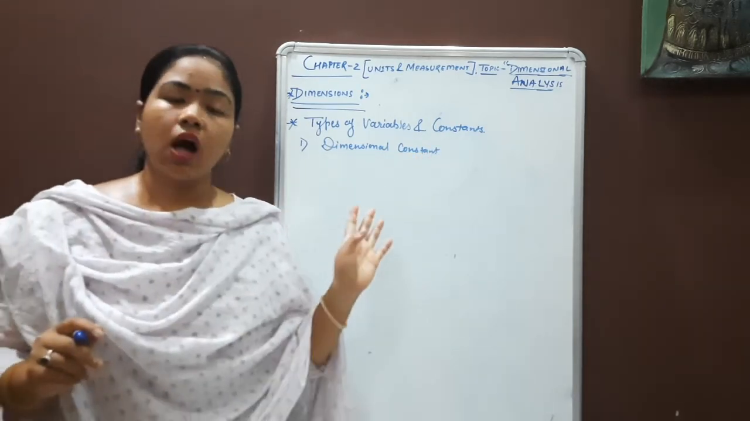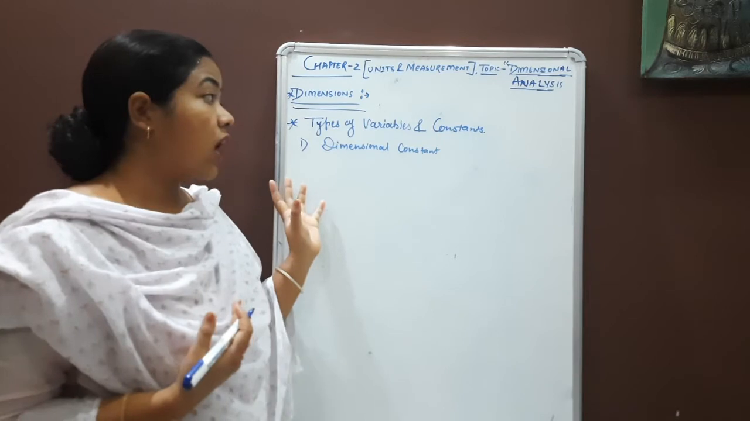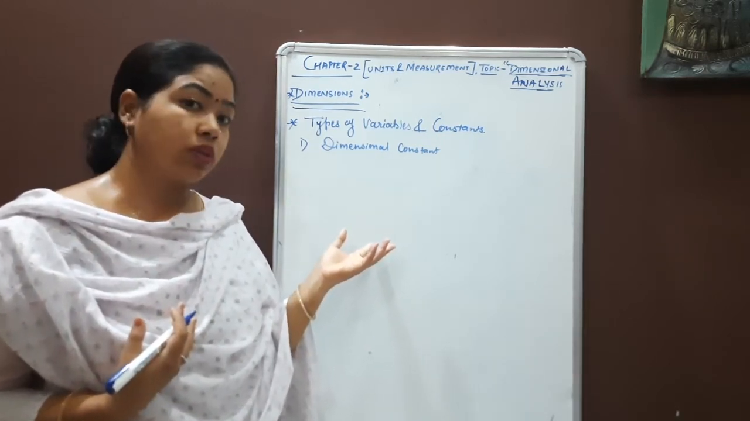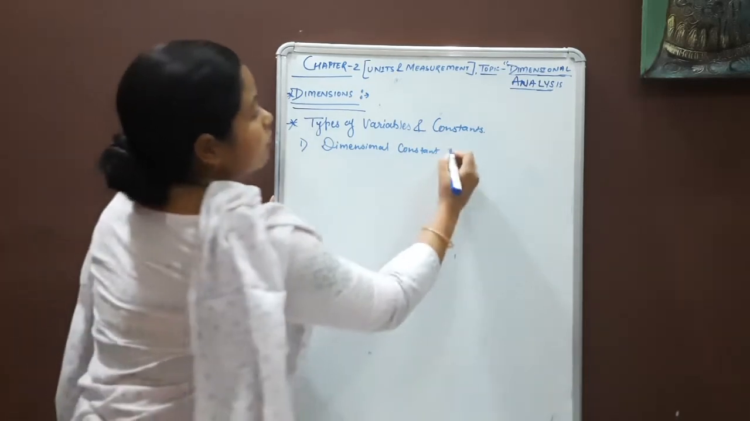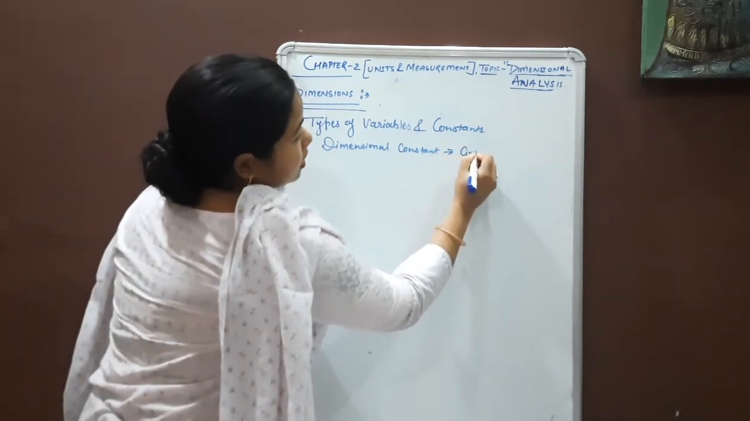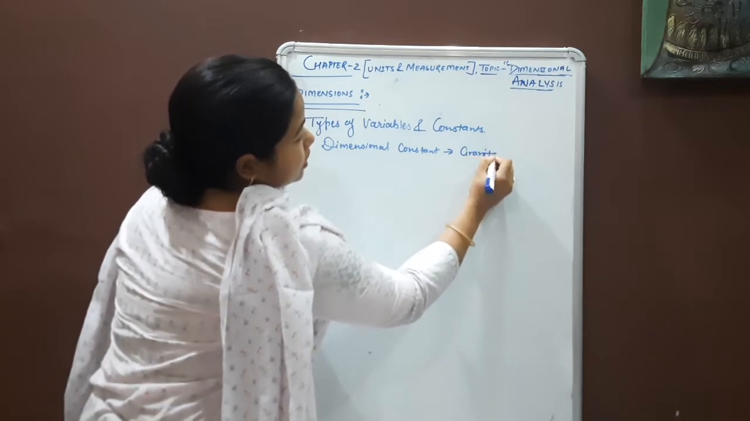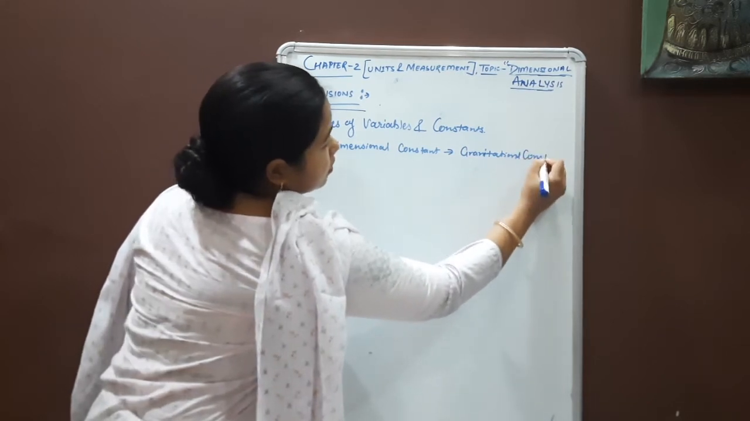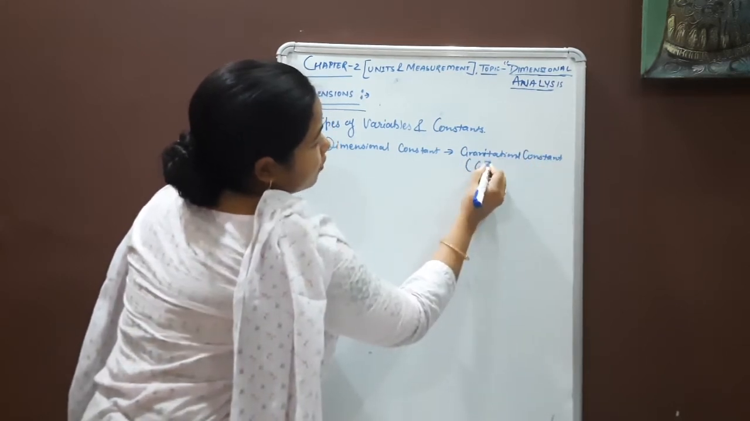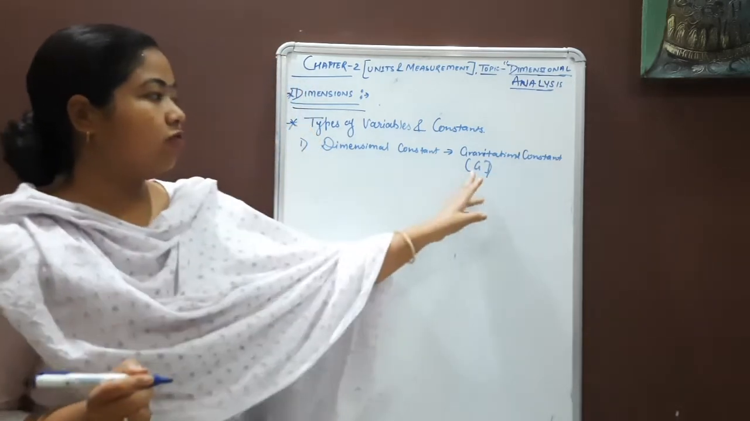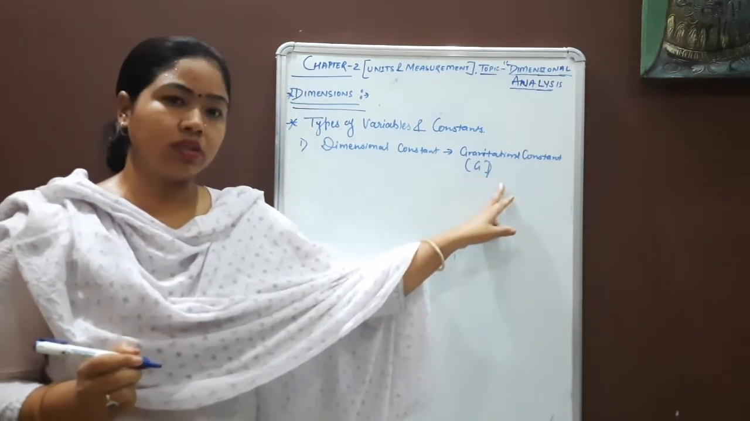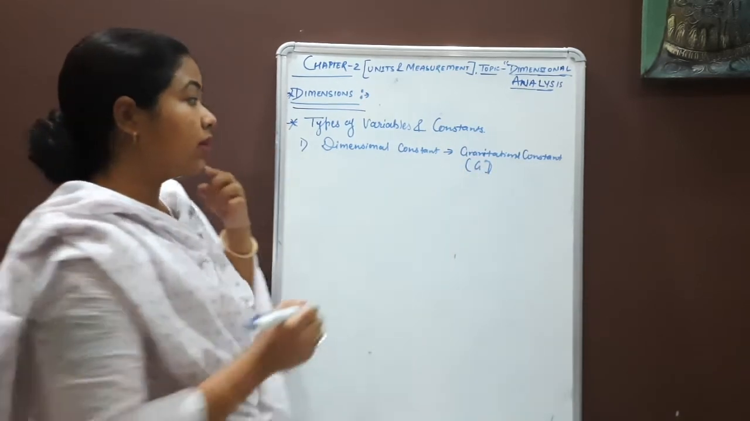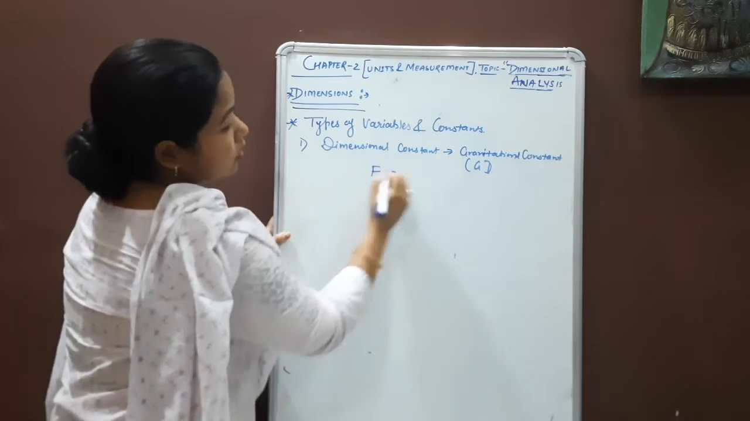Dimensional constants are those constants which have a dimensional formula as well as values that are always constant. Likewise, we have the gravitational constant, the value of capital G. We know that the value of capital G is always constant, but still this G can have a dimensional formula. So, how can we calculate the dimensional formula for G?